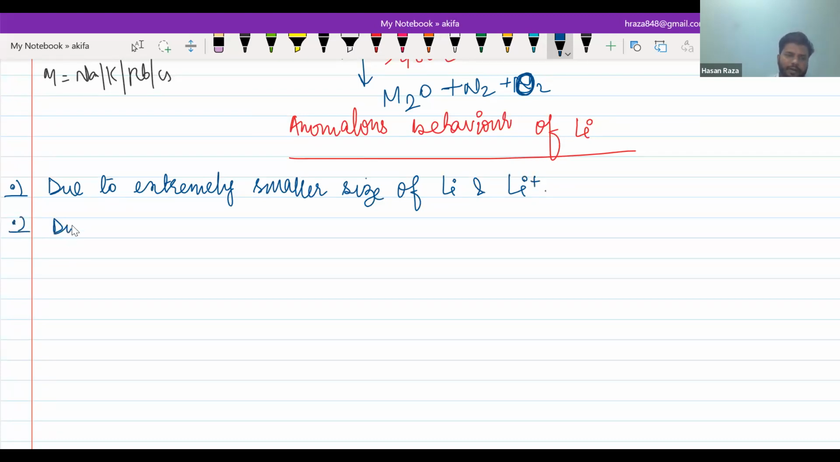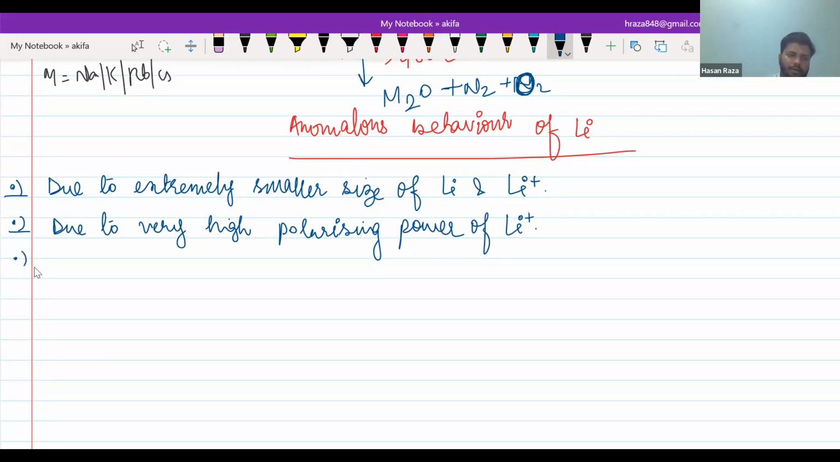Second point we can write, due to very high polarizing power of Li+, since Li+ has a very small size, and also due to very high ionization energy. Why is it high ionization energy? Because it's very small. Right?